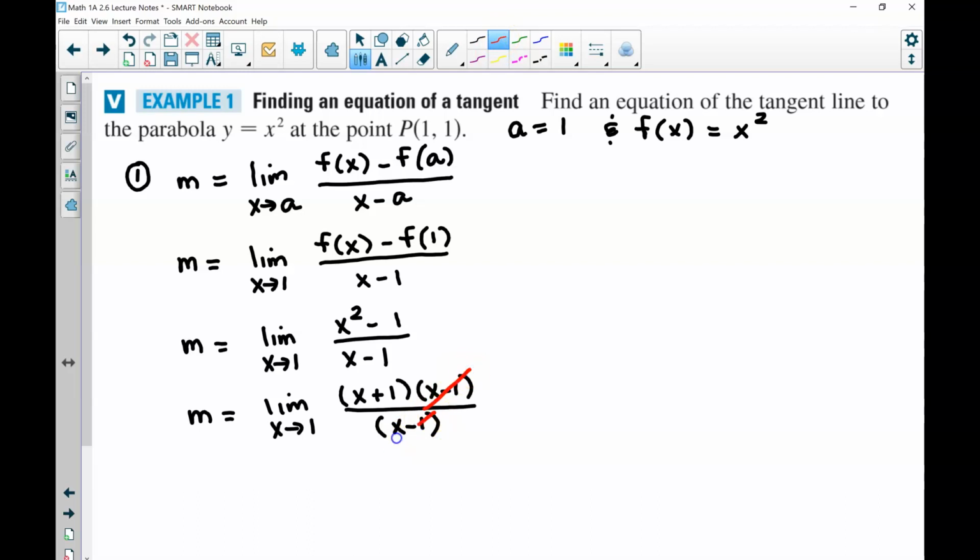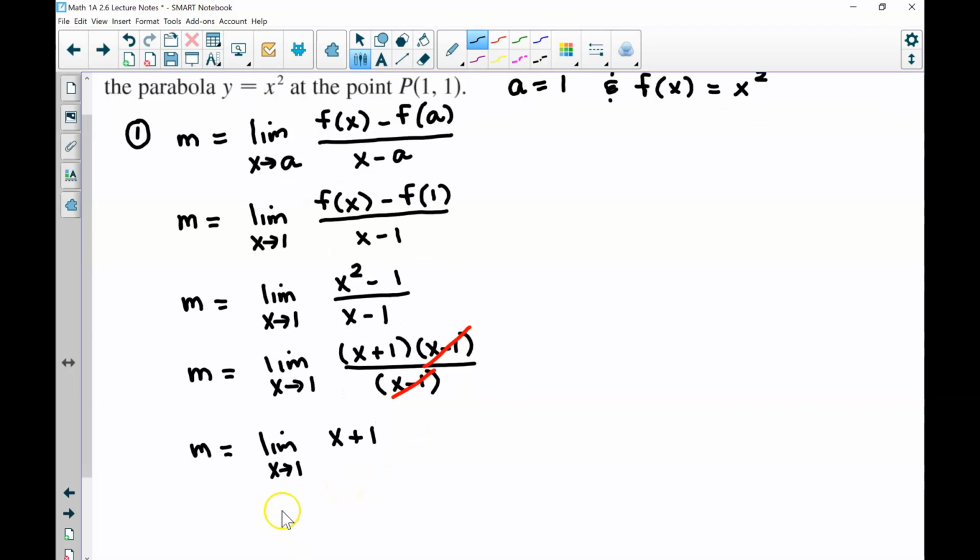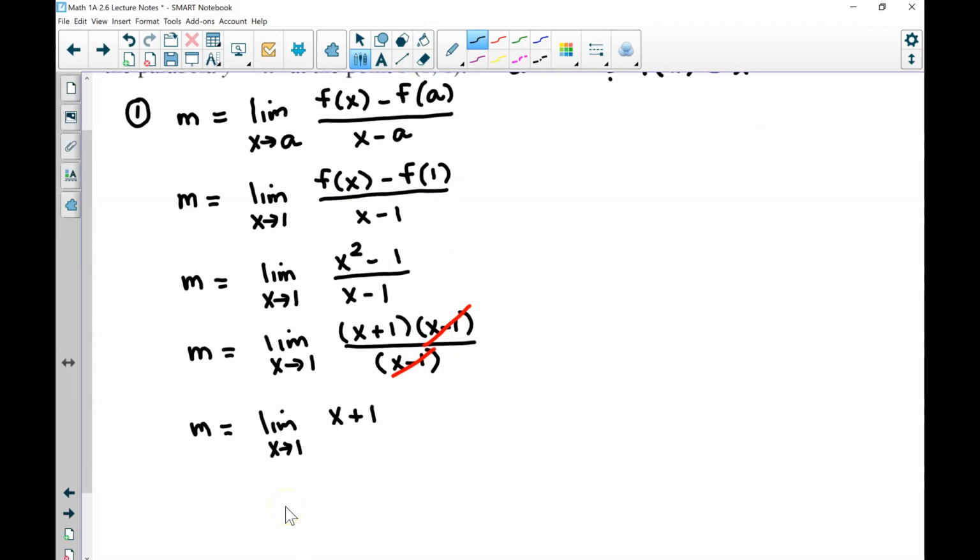What's happened is we can simplify that. And so now we have the slope, which is equal to the limit as x approaches 1 of x plus 1. Okay, so now we can go a little further by plugging in the value of 1 as we evaluate this limit. And for x, we got 1 plus 1, and therefore the slope is going to equal 2.